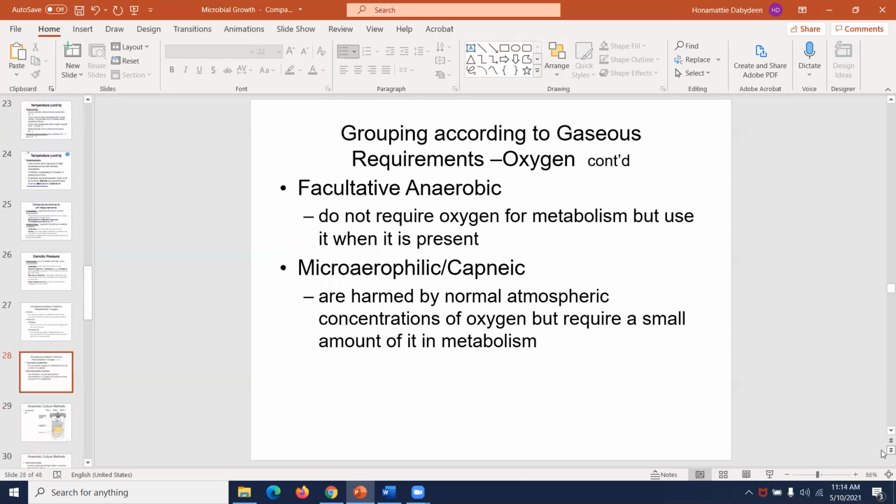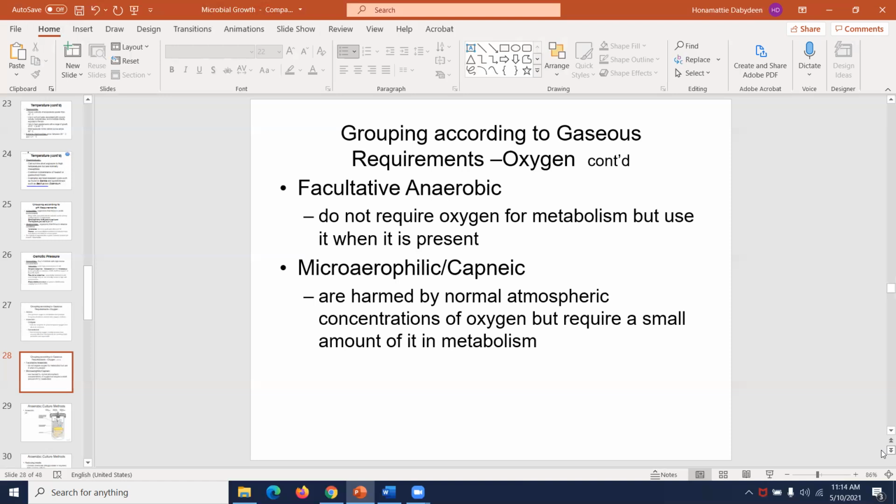Facultative anaerobic organisms may or may not require oxygen. If oxygen is there, they'll use it. If oxygen is not there, they'll find other ways to go through their metabolism. But if oxygen is present, they prefer it and grow better. We'll learn in the next lecture that when oxygen is present and they can go through respiration, they produce a lot more energy than when oxygen is not present and they find alternate ways of metabolizing their food products.